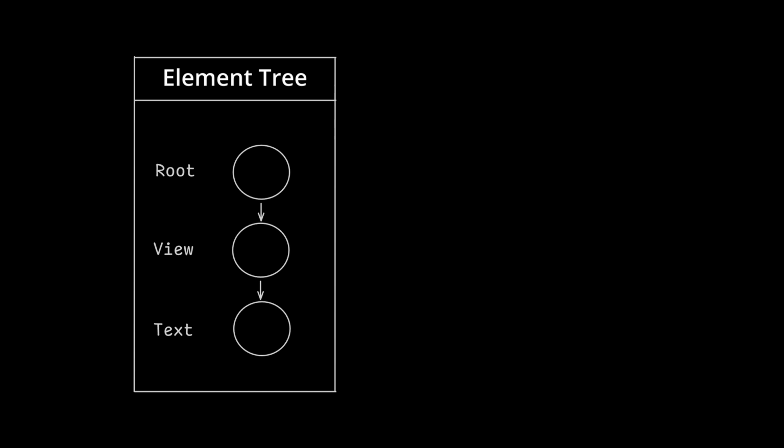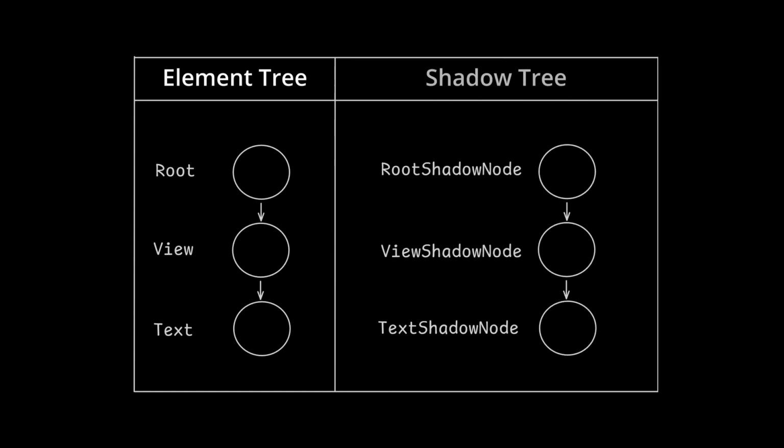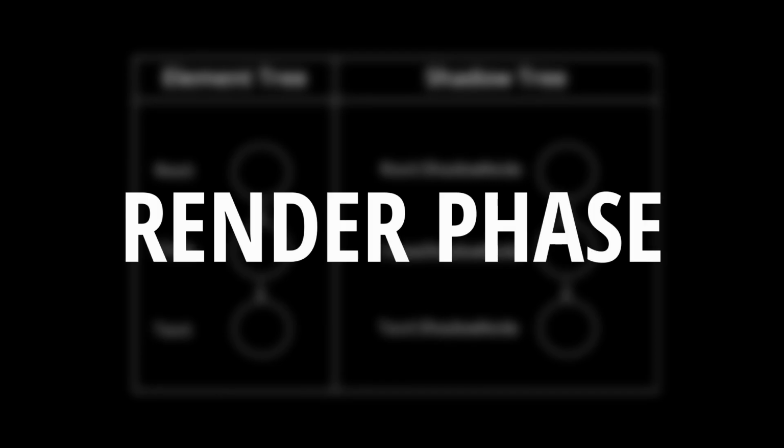Another tree that is synonymous with the React element tree is formed called a shadow tree. Each node in the React element tree has a corresponding shadow node in the shadow tree with the same parent-child relationship. This process of creating these two trees is called the render phase. Once the shadow tree is created, the renderer enters into the commit phase.